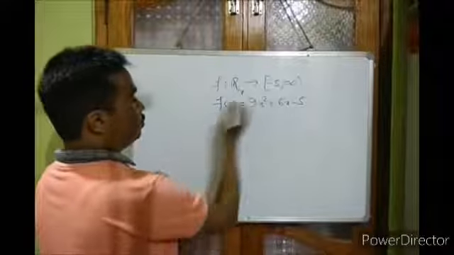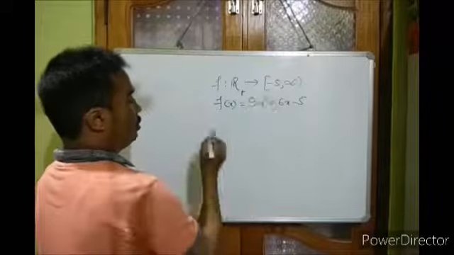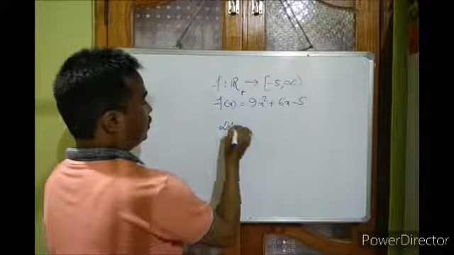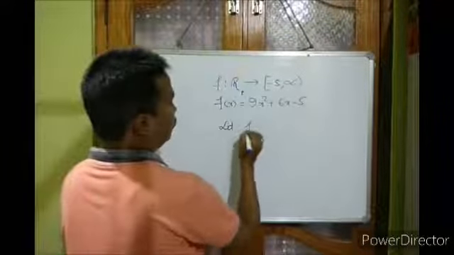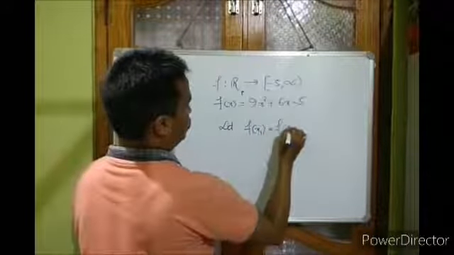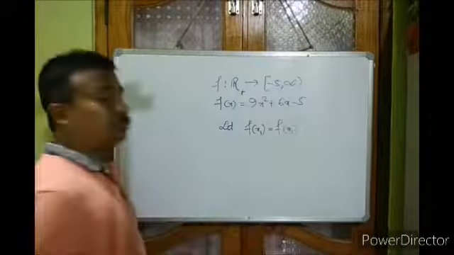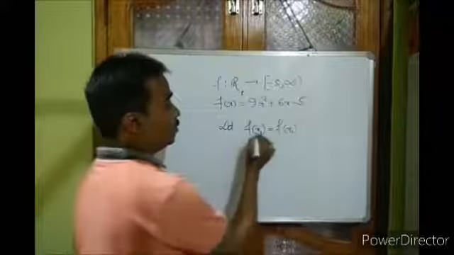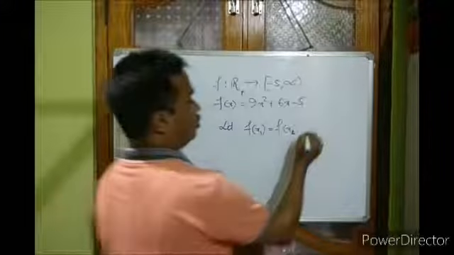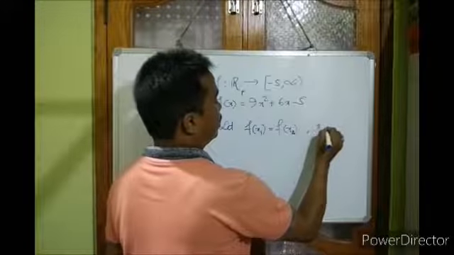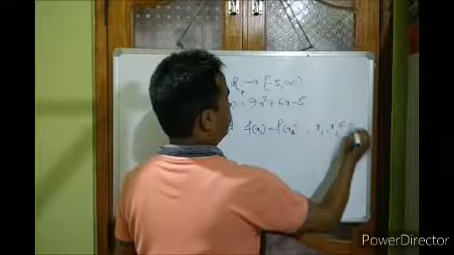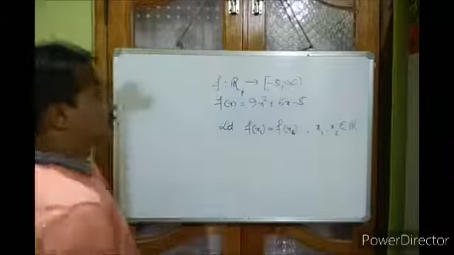First, we'll try to prove whether this function is one-one or not. For that, we'll consider let f(x1) is equal to f(x2). So this is the way for proving one-one. Obviously, x1, x2 are positive real numbers.